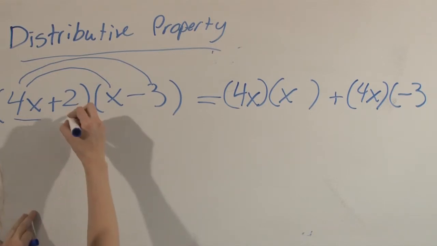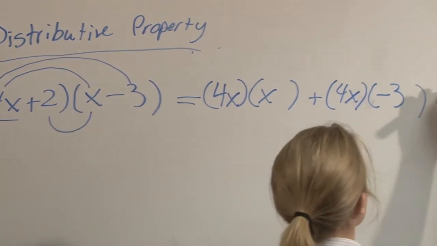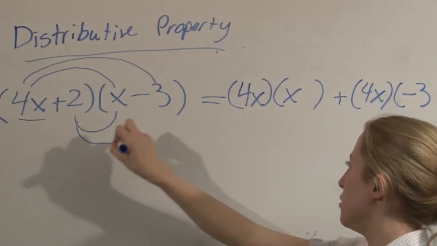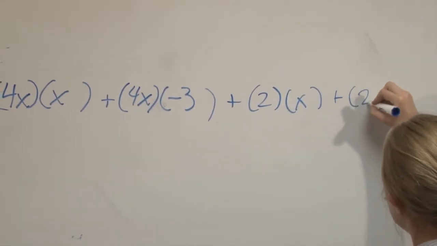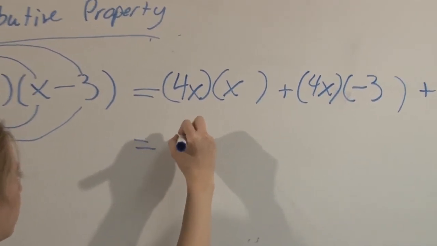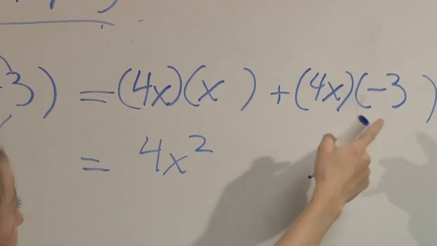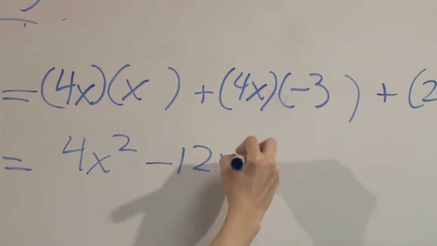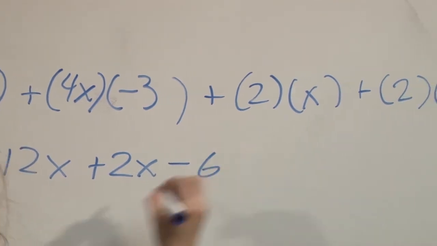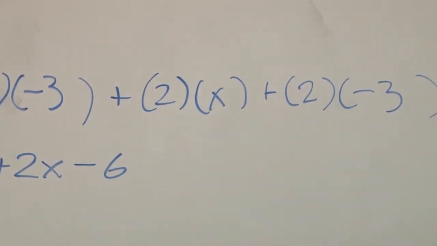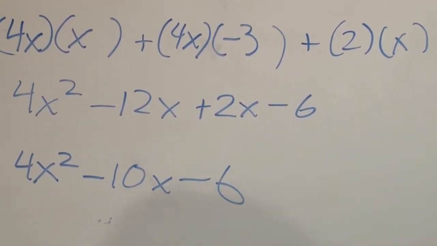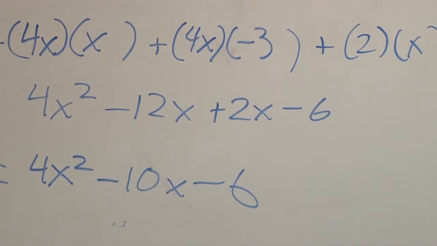Then I'm going to do the same thing with the 2. So I'm going to multiply the 2 times x. Then I'll multiply 2 times negative 3. So I'm going to get 4x squared. Negative 3 times 4 is 12, so negative 12x plus 2x, and that's going to be negative 6. So fully simplified, it's going to be 4x squared minus 10x minus 6.